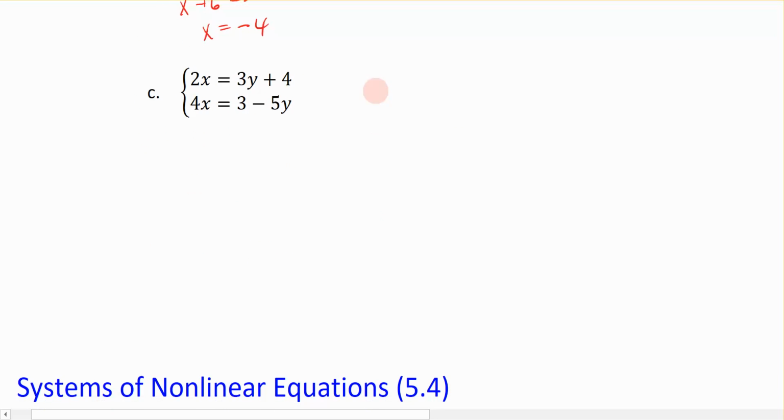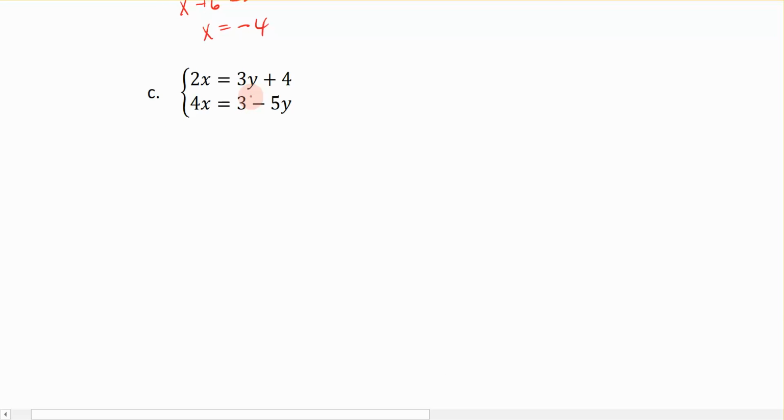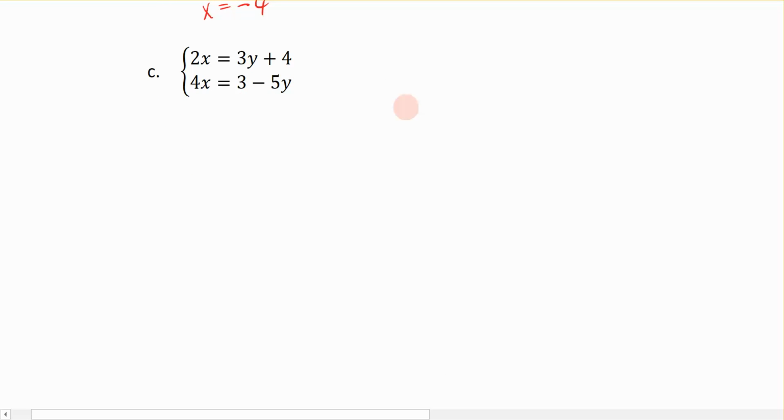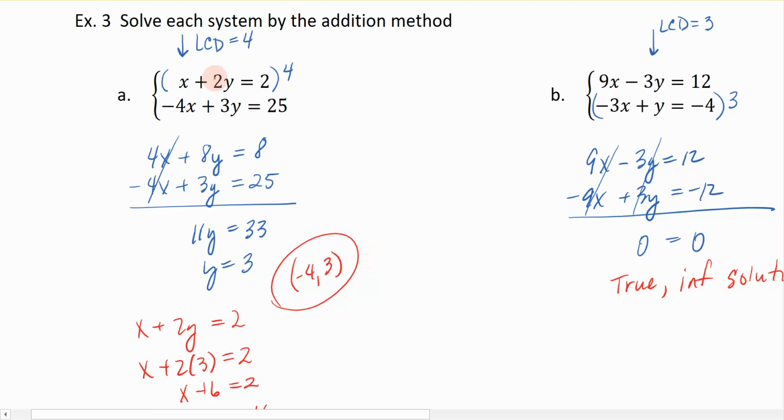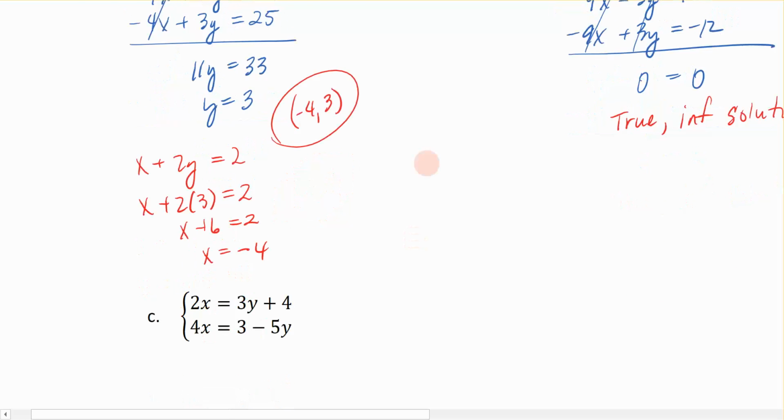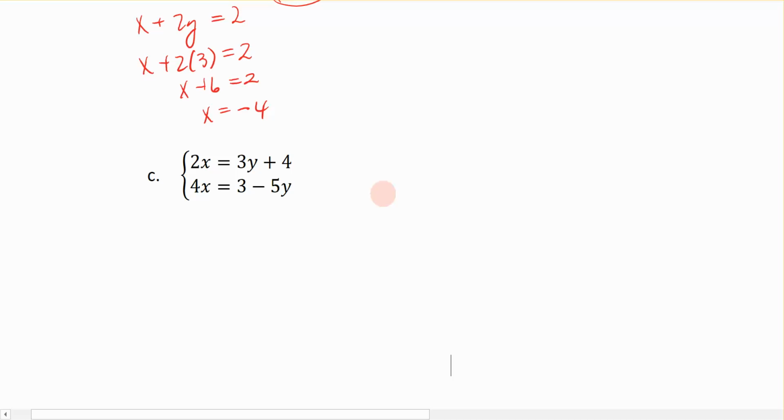Let's practice this one more time using this system right here. 2x is equal to 3y plus 4. 4x is equal to 3 minus 5y. Now I put this one on here for us to practice because up until now, when we have been using the addition method, all of my x's and y's have been on the left and the numbers have been on the right in both of these scenarios. Well, that's not the case that we have here.